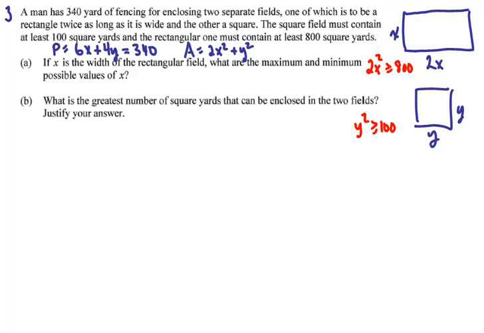and find where it's going to be maximized. There's a couple of very tricky points with this particular problem, so we have to pay close attention. The first question asks if x is the width of the rectangular field, what are the maximum and minimum possible values of x. Well, the maximum value of x will be when y is at its minimum. Y is at its minimum when y squared is equal to 100, so when y is equal to 10, then the perimeter of the square is 40, and that leaves 300 yards of fencing for the rectangular field. And in that case, x will equal 50.